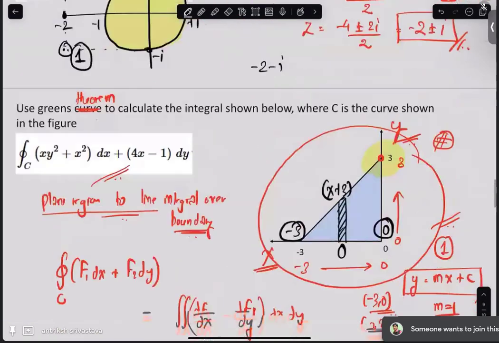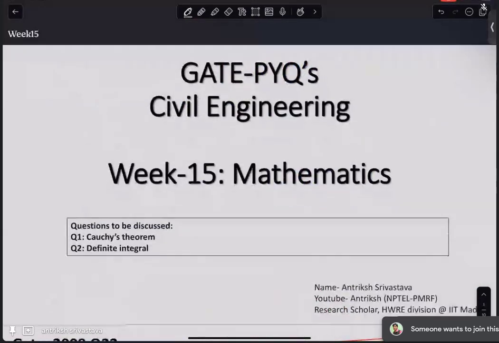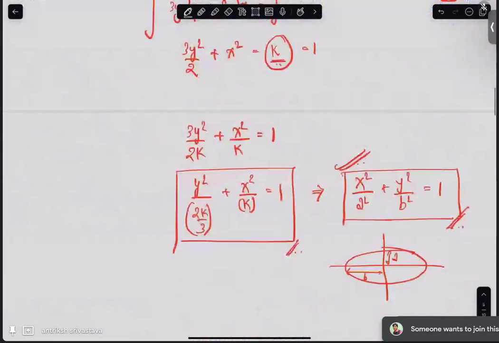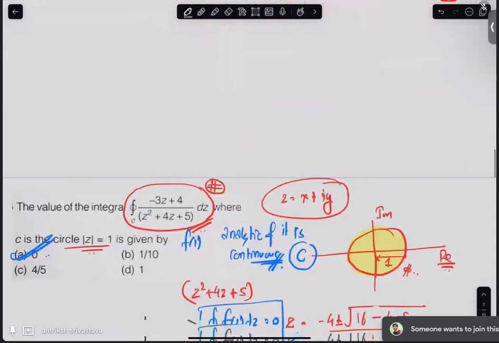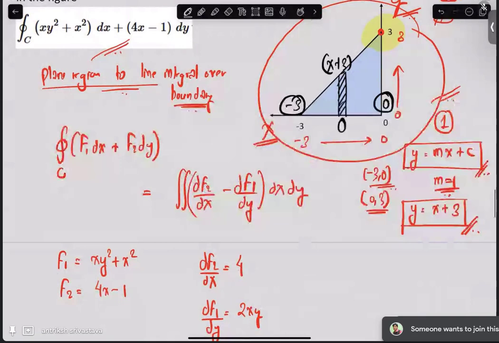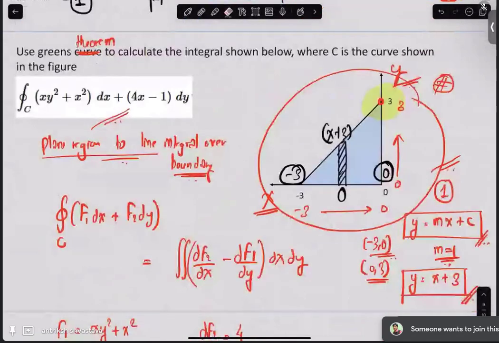I hope you can understand what is the Cauchy's theorem, how to deal with that. Then one simple parabolic expression, and then some more related to the concepts of Cauchy's theorem. And finally, I wanted to just let you revise or have a recall of the Green's theorem. So we have done that, and that's all for today's discussion.